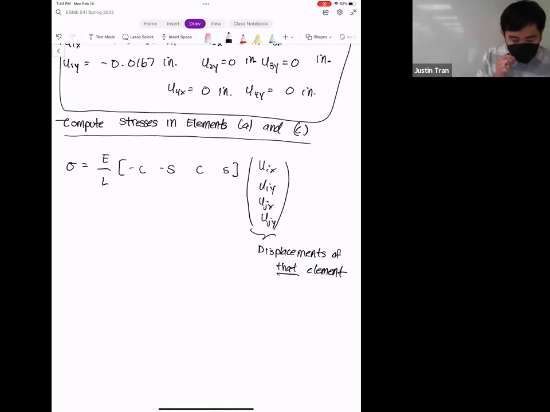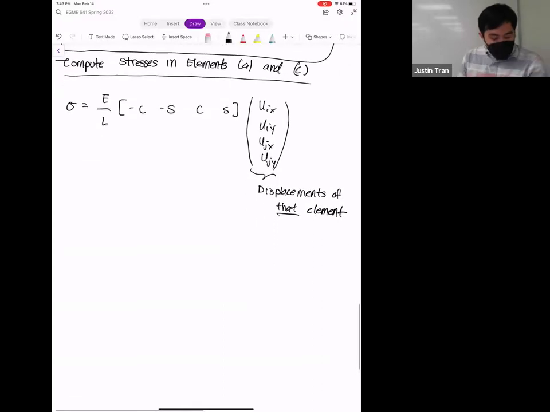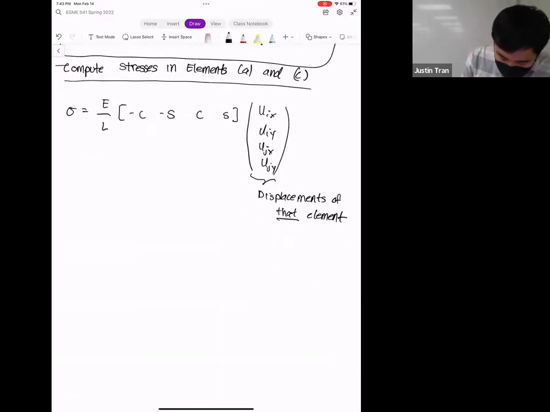Okay. All right, so what do I mean by that element? It has to be the displacements that that element is connected to. Remember, each element is always connected to two nodes, and so these UIX, UIY, UJX, UJY have to be the nodal displacements of that particular element. Okay? All right, so let's start with element A first.